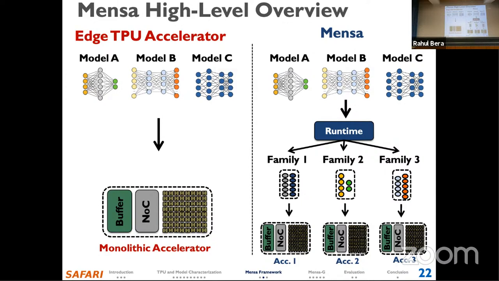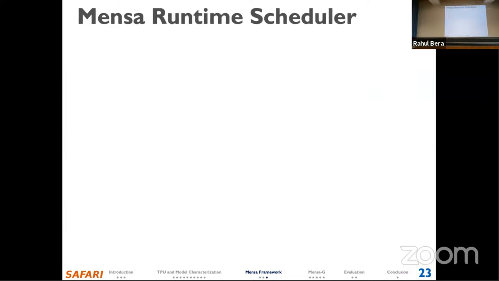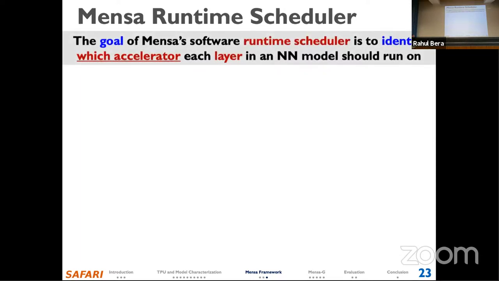During the execution of the inference of a particular model, we have a software runtime system that is going to identify, based on the properties of the layers, which accelerator would provide the best performance for running that particular layer. So this is a brief overview of the Mensa framework and the key idea. Now I'm going to give a brief overview of how the software runtime scheduler works. The goal of the runtime scheduler is to identify which accelerator a particular neural network layer should run on. Again, recall that we are moving from one-size-fits-all to many different accelerators, and these different accelerators have different processing element arrays, different bandwidth to DRAM, different sizes of on-chip memory, and different dataflows.